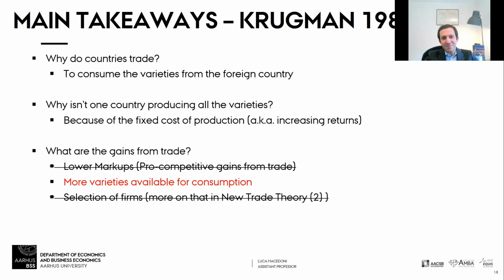But trade is really driven by the demand, right? Because consumers like to have more than one variety. They would like to consume the varieties from abroad. That's why countries trade. And you can see that going from Krugman 79 to Krugman 1980, what's really differing is the preferences. So it's the demand. So differences in demand generate differences in the predictions of the trade models.